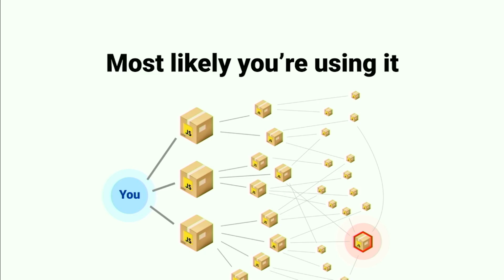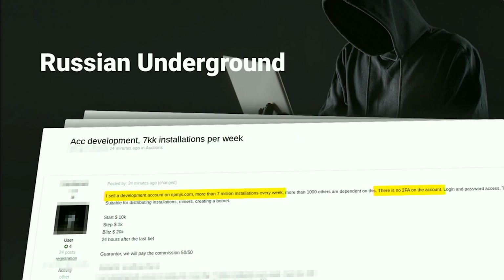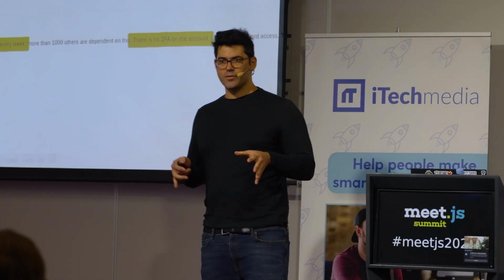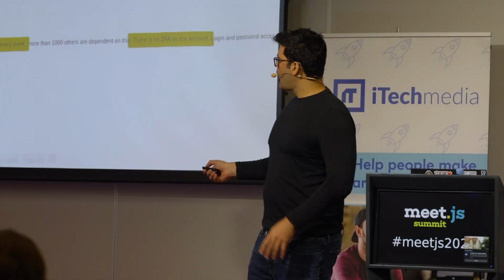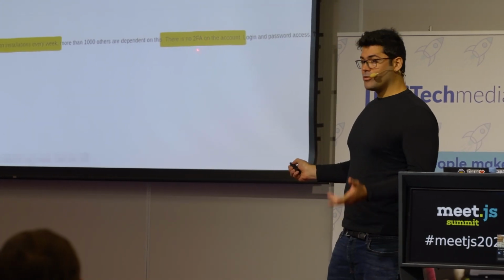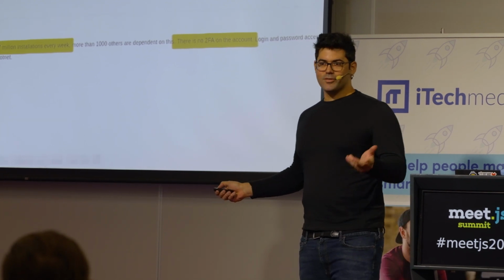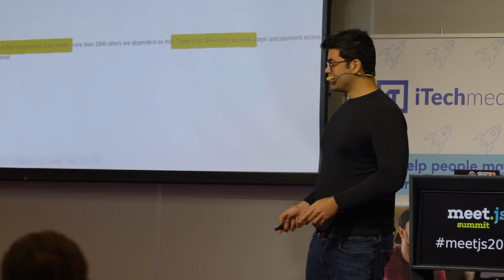So last year, on October 5th, 2021, we saw this on the Russian underground. This is a hacker's forum. Someone was posting, I'm selling a development account on npm.js. It has a few million weekly downloads. And this account has no two-factor authentication enabled. So 10K, anyone interested in bidding starts, right?